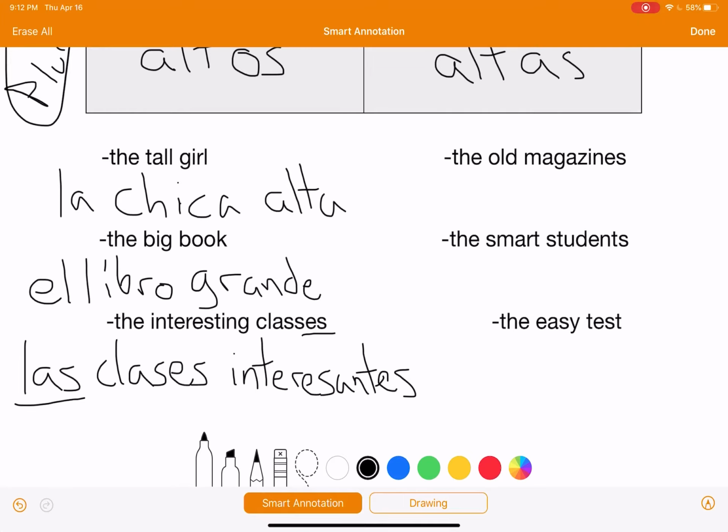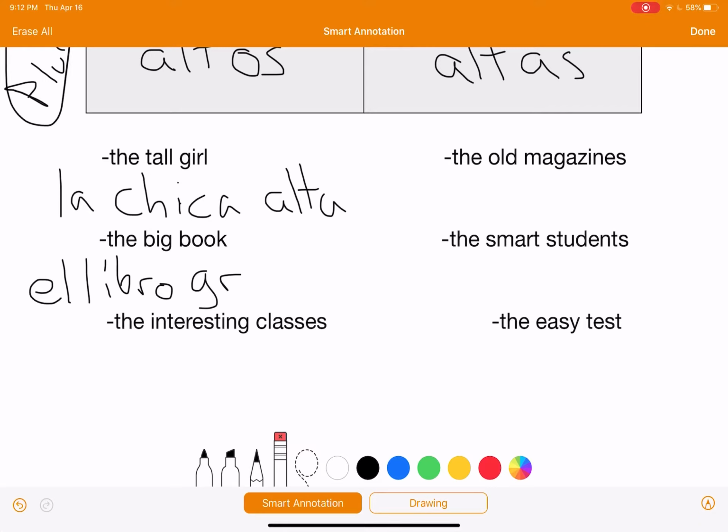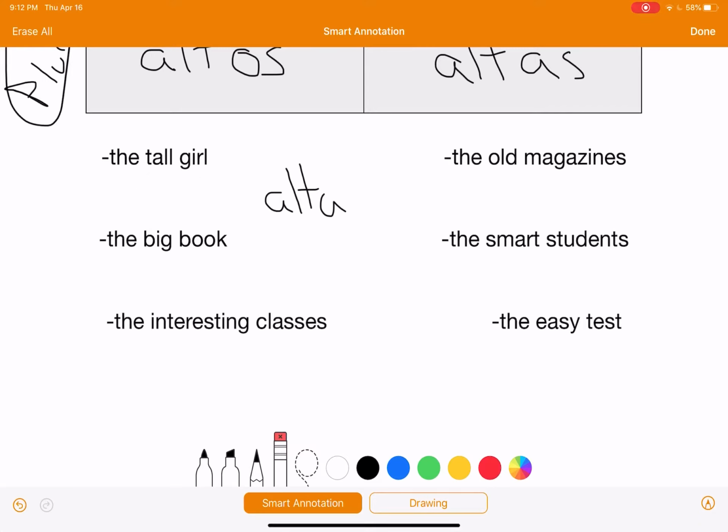Now, I am going to erase what I've written here so that I have space for my other examples over here. So let me just erase these real quick. All right. So for the old magazines, okay, we have las revistas.